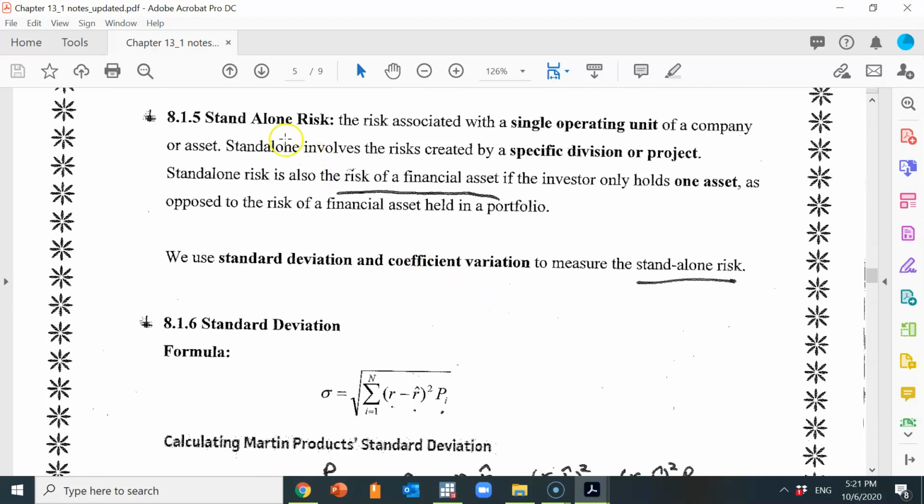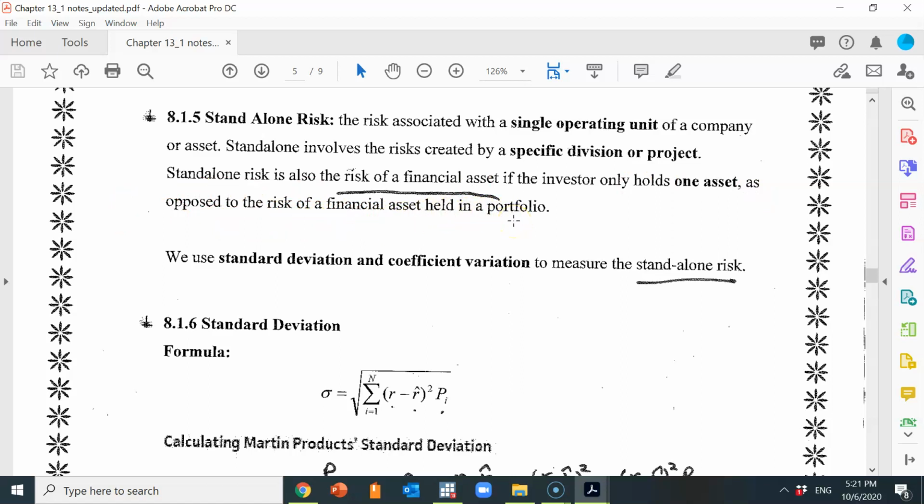Okay, so stand-alone risk is a risk associated with a single operating unit of a firm or assets. Stand-alone involves the risk created by a specific division or project. It's also the risk of a financial asset if the investor only holds one asset, as opposed to the risk of a financial asset held in a portfolio.